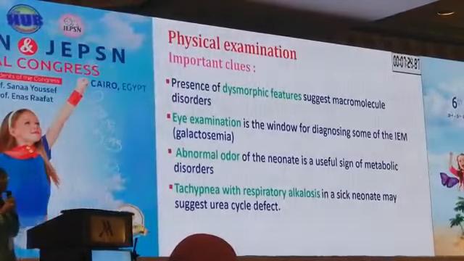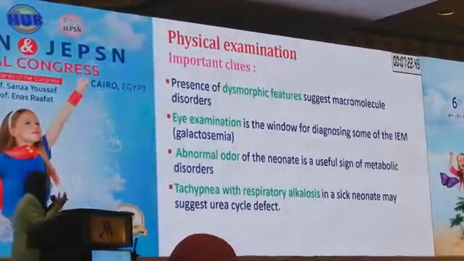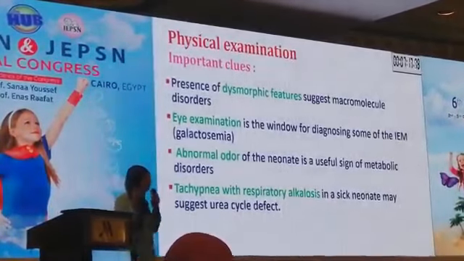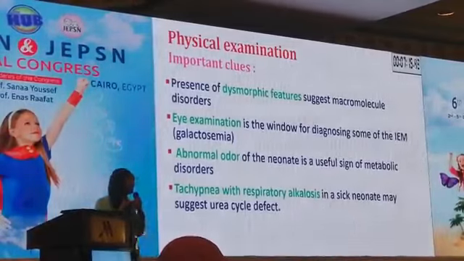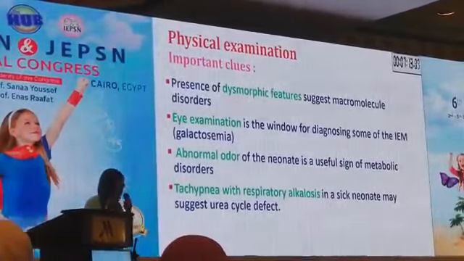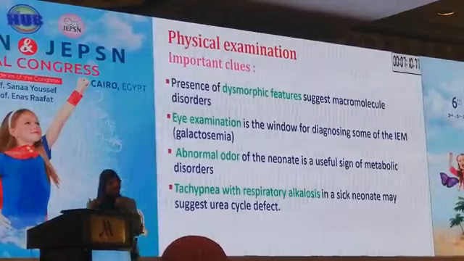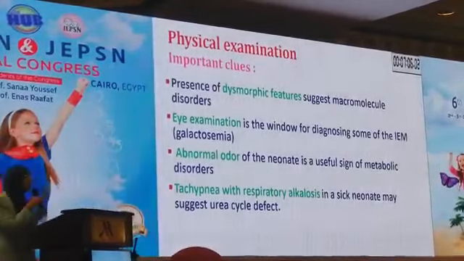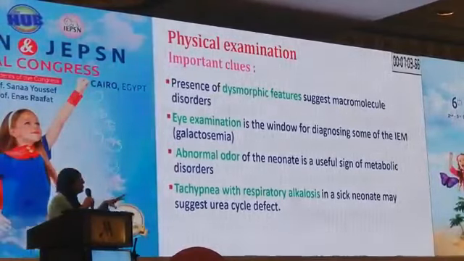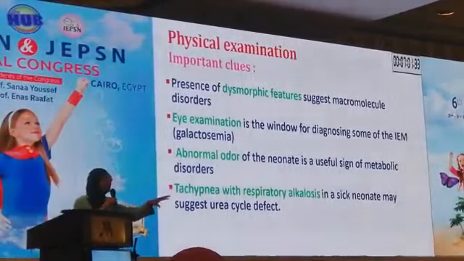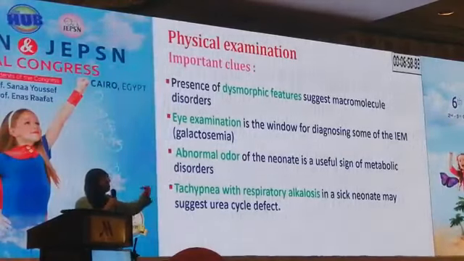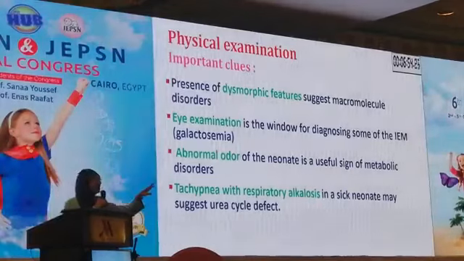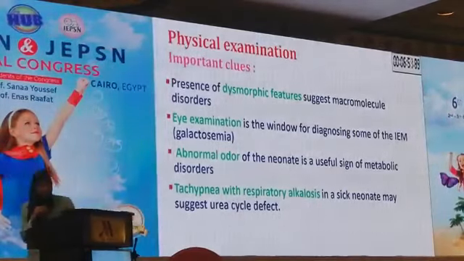Abnormal odor of the neonate is a useful sign of metabolic disorders, and usually in the past, before the advent of newborn screening, smell screening was done by many centers. For example, as I said, the maple smell for maple syrup urine disease, as well as sweaty feet for isovaleric acidemia. Even sometimes in the clinic, a clever dietitian usually knew that the patient was not compliant to treatment: when the door opened and the patient came to the clinic, oh my goodness, I could smell the baby. This means that he is not compliant with the treatment.